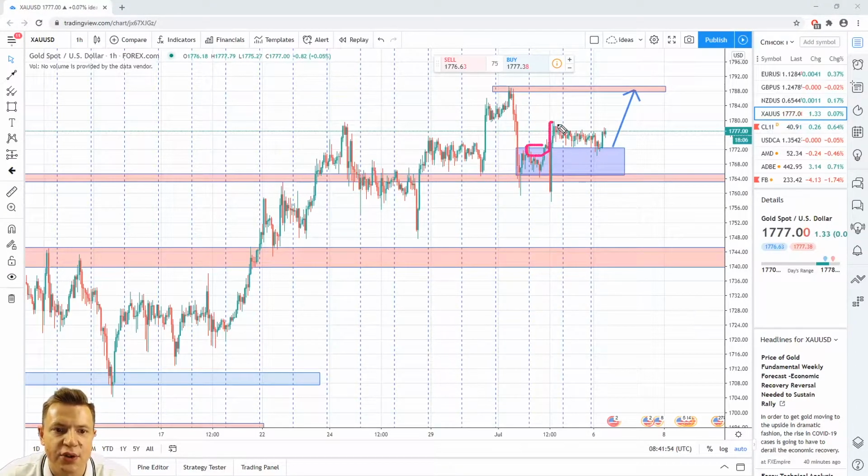Another idea in the gold, I recommend you long gold because price within the impulse from breakout of this consolidation, then test this consolidation. That's why I recommend you long gold, and the first target will be around 1790.